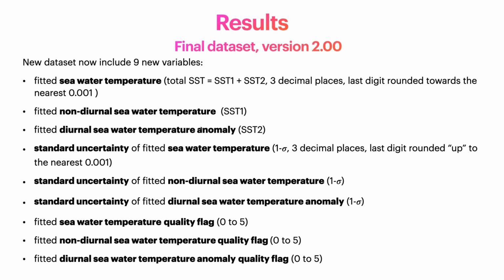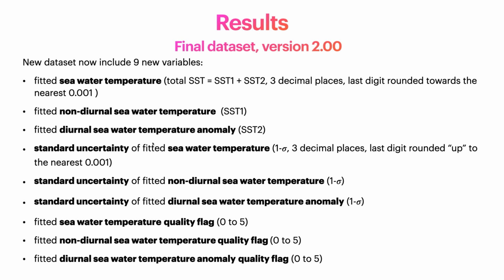So in the final data set, we're going to add 9 new variables to the hourly positions. We're going to add seawater temperature, which is basically the sum of the non-diurnal and diurnal components. We're going to provide the seawater temperature estimate with 3 decimal places, with the last digit rounded to the nearest 10⁻³ degrees Celsius. For convenience, we're going to provide you also the 2 components: the non-diurnal component, SST1, that I've been referring to earlier, as well as the diurnal component, SST2, which is a zero mean anomaly. So in the data set, if you sum SST1 and SST2, you'll get the total SST. But for convenience, we're going to provide you with the 3 of them.